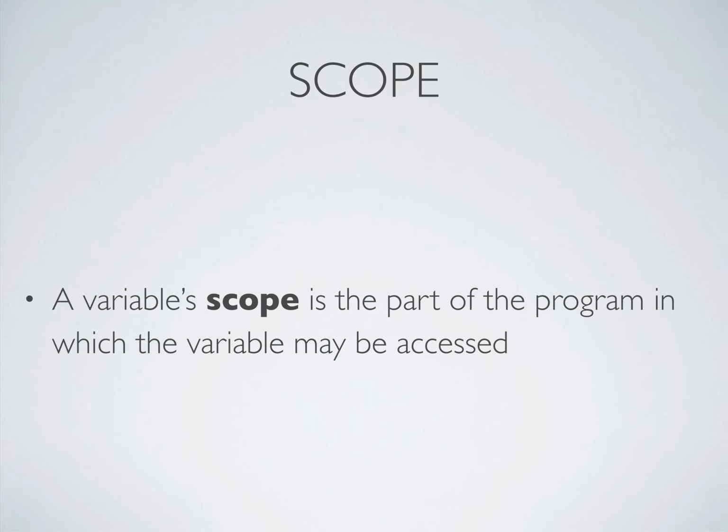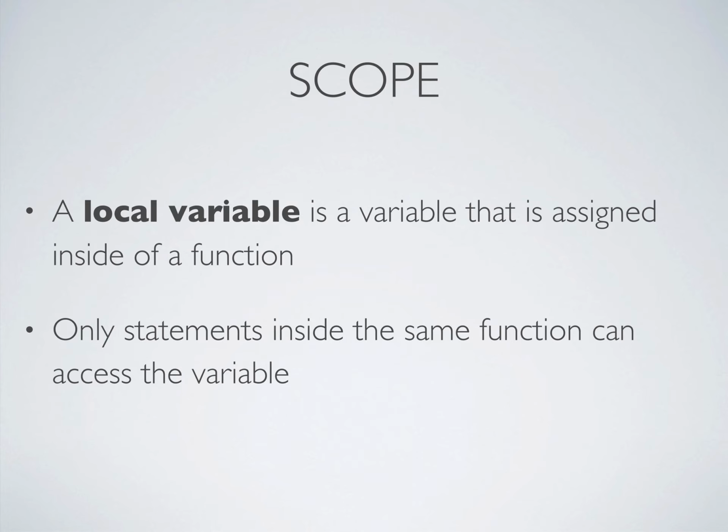A scope is sort of like a neighborhood. It's the neighborhood where that variable lives. So only within that neighborhood can you access the value that is stored inside of the variable. So it's important to pay attention to variable scope, especially as we begin to write functions in our code. Alright, so there's sort of two different types of variable scopes.